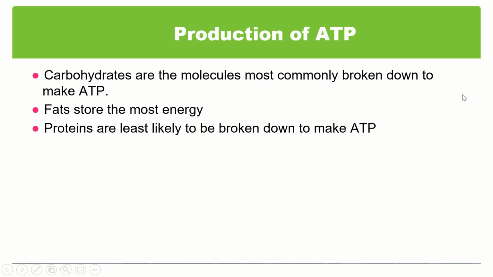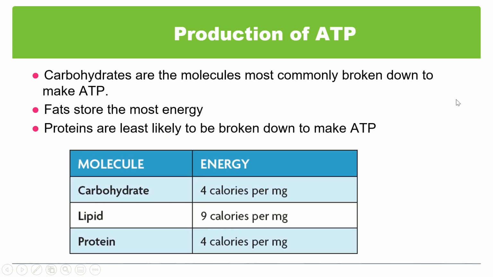So this is a little bit of review from cell chemistry, but different forms of food will produce different amounts of ATP, and there are different ones that are preferred to make ATP. So carbohydrates, as we learned in our cell chemistry unit, are the ones that are most commonly broken down to make ATP. And the most important carbohydrate for this is glucose.